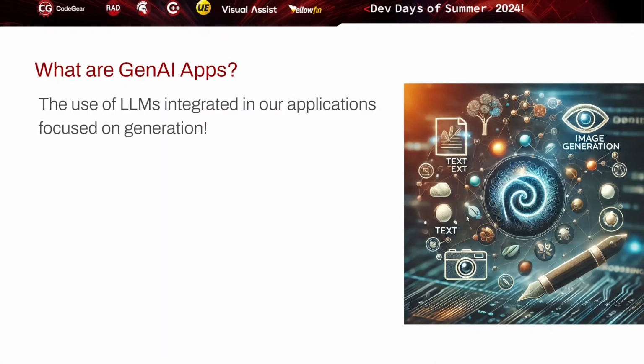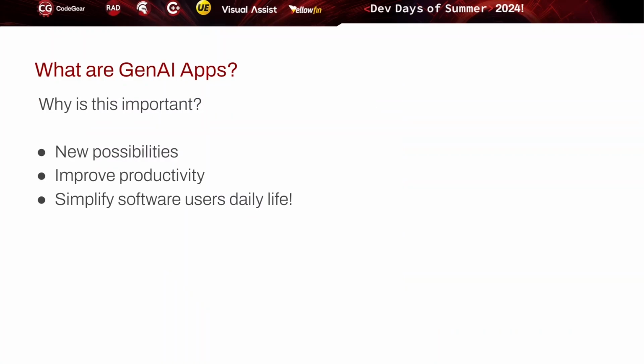ChatGPT. This kind of new feature gives us a whole new world of things that we can do inside our applications. And why is it important? We have new possibilities because without the LLMs, we probably, by code alone, would never be able to do such things. We can improve productivity, even for ourselves, even for our users, and we can simplify software users' daily life.